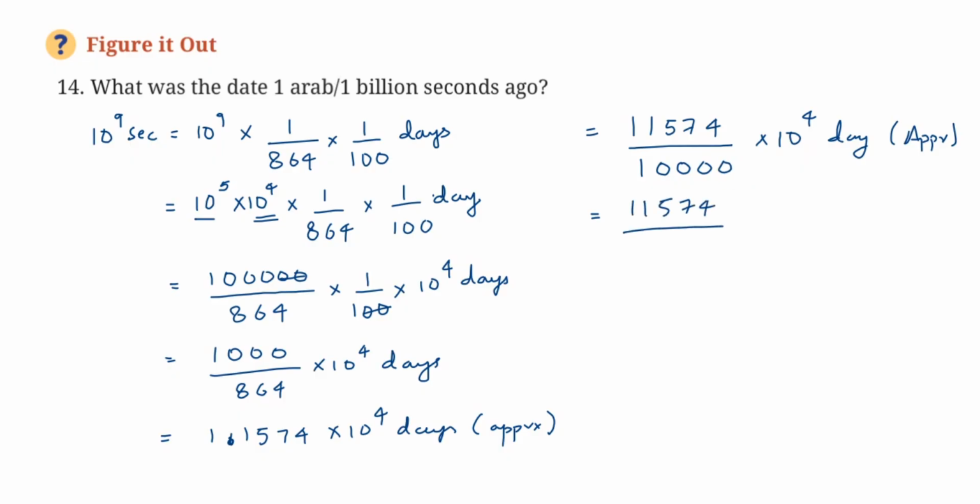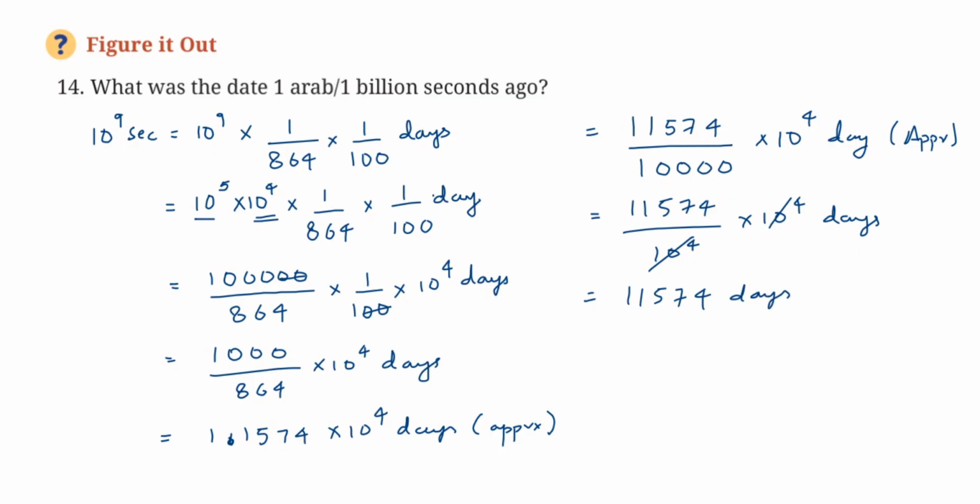11574 divided by 10 to the power 4, and here 10 to the power 4. Now I hope you understood why I have taken up to 4 digits after the decimal point, because I want to eliminate this. If you take only 2 digits after that, you will still have a big number, and I don't want that. So here I can cancel this and this. So what is left here? We are left with 11574 days. Now again, this is an approximate value.